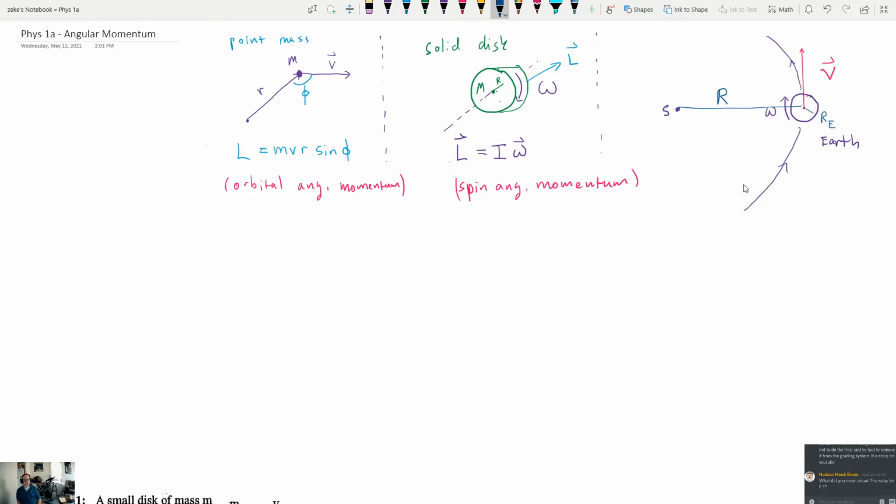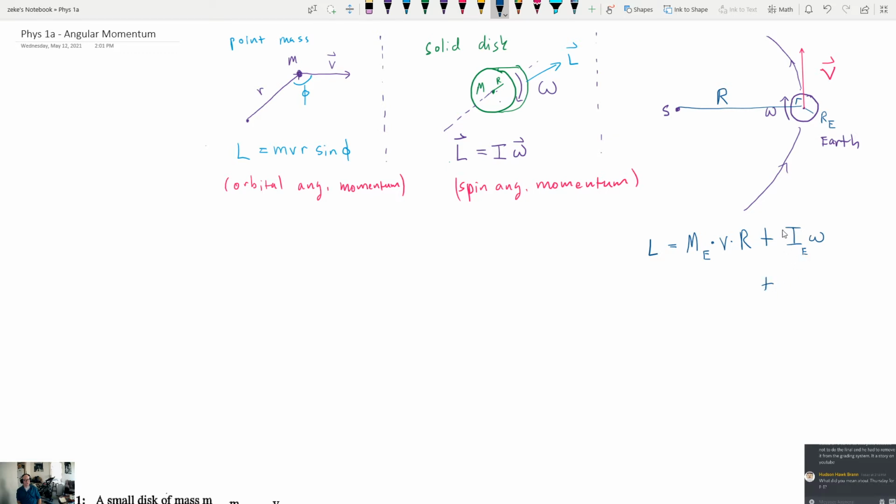The total angular momentum for this object is going to be equal to the orbital angular momentum part plus the spin angular momentum. So it's equal to the mass of the Earth multiplied by the velocity of the Earth, v, multiplied by r, plus, there's a right angle right here, so when you do sine of 90, you get 1. Plus you have the spin angular momentum term, so plus I multiplied by omega. This would be the moment of inertia of the Earth.